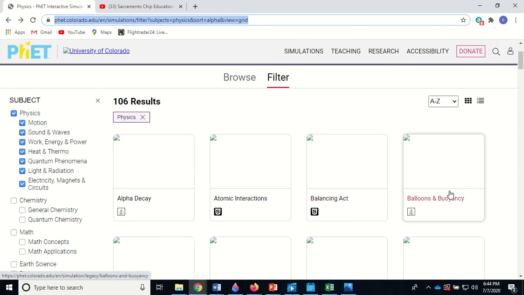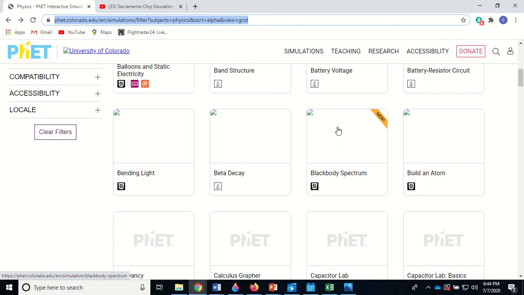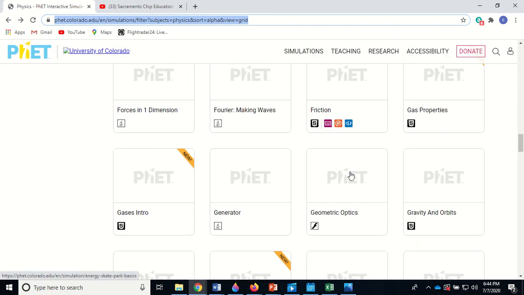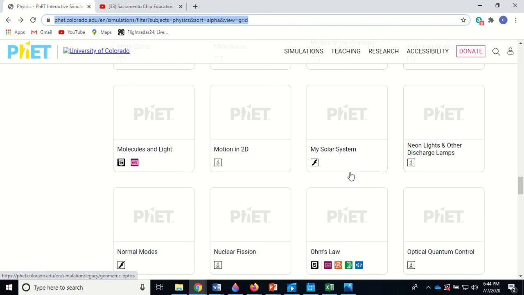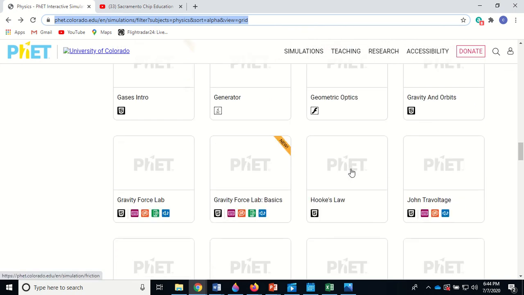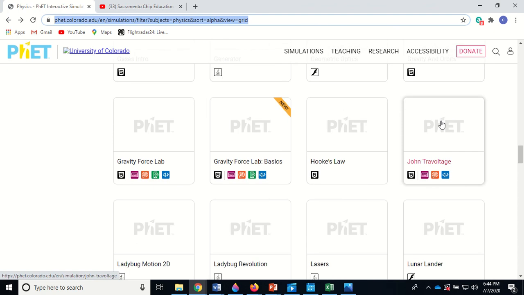There's the balloon and buoyancy. Balloons and static, that's the one I showed you. The build an atom is here. The pictures aren't loading because it's taking too long. And then down here is John for voltage. Is there an alphabetical order? G, H, I, J, John for voltage. There it is right there. So those are the ones that you can mess around with. And they're probably going to be the lab that I'm going to give you hopefully on Thursday, okay?